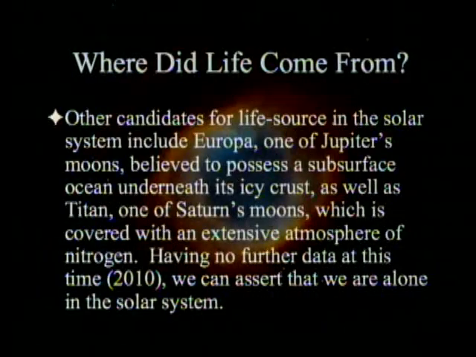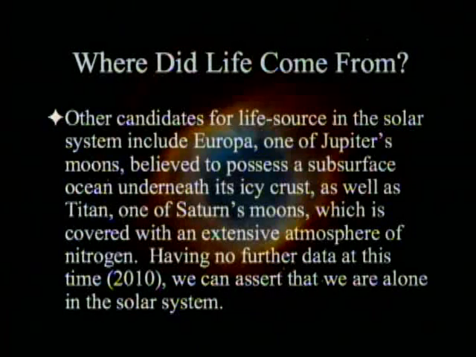Other candidates for life source in the solar system include Europa, one of Jupiter's moons, believed to possess a subsurface ocean underneath its icy crust, warmed apparently by gravitational interaction with the planet Jupiter, as well as Titan, one of Saturn's moons, which is covered with an extensive atmosphere of nitrogen. One of the few places that you could find an atmosphere that was semi-conducive to life. However, they haven't found any life on either planet, or either moon, I should say. And having no further data at this time, we can assert that we are alone in the solar system, to the best of our knowledge. And certainly the idea that something came out of Titan and got to Earth, in spite of no evidence of life on Titan, is stretching the subject.